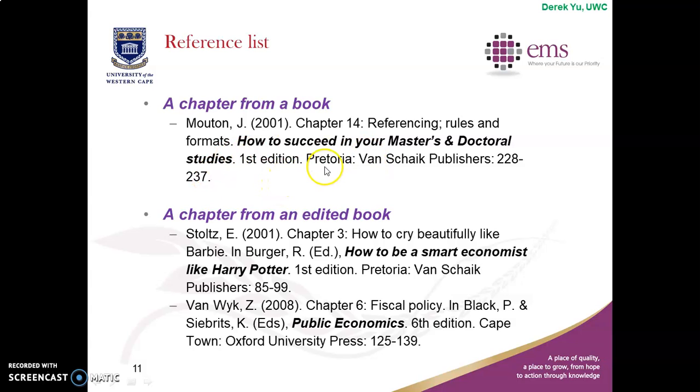First edition, then the city, Pretoria, colon, Van Schaick Publisher. Then after that colon, you need to show the page numbers of this chapter 14. So after the name of the publisher, colon, then the page range from 228 to 237.